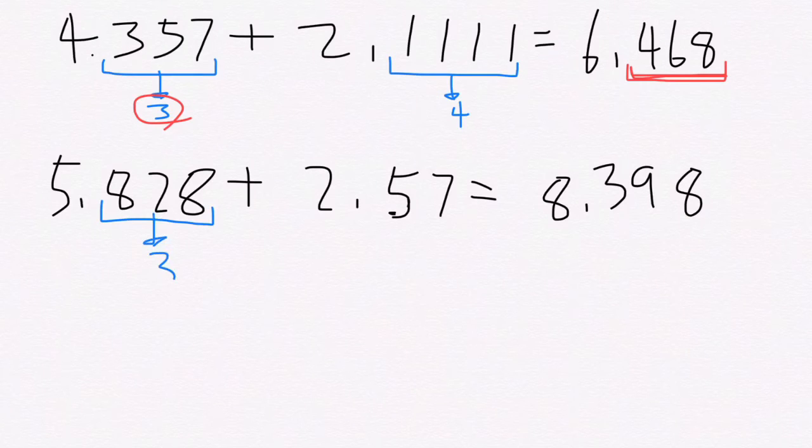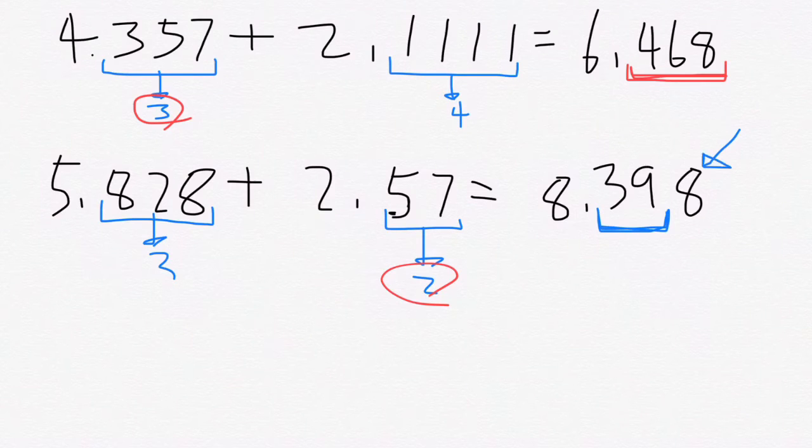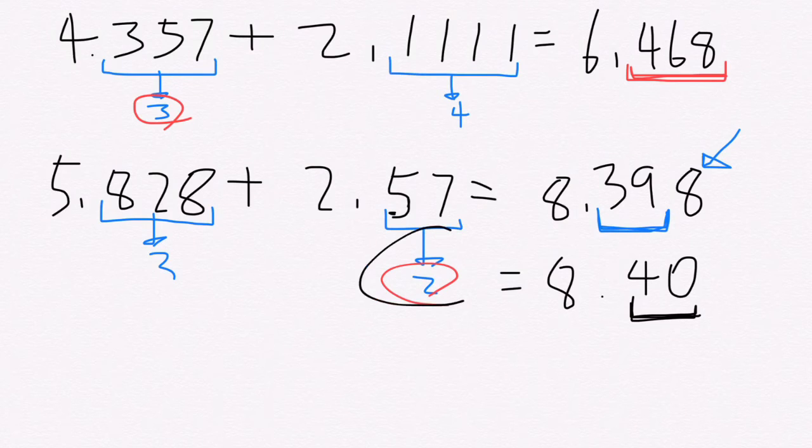It's 3 and 2. And since 2 is smaller, we use this number to determine the number of decimal places in our answer. So it should be just 2. And since there is that 8, and 8 is greater than 5, we have to round up. So basically what we get would be 8.40. So we're still keeping the 2 decimal places in our answer from this number right here.